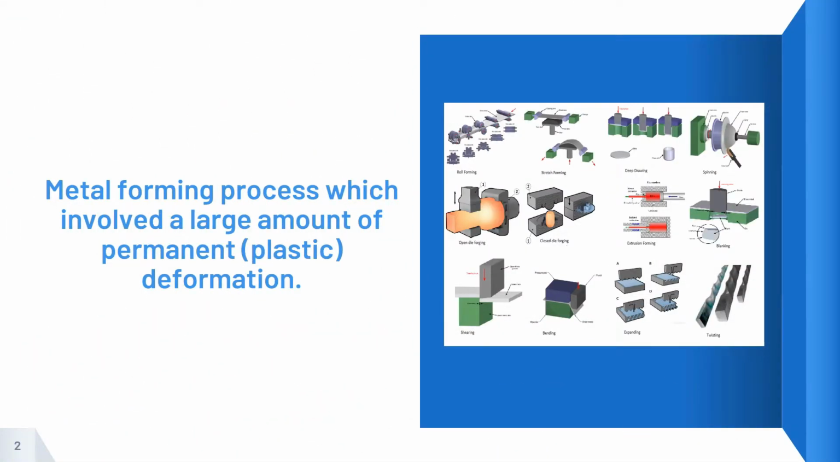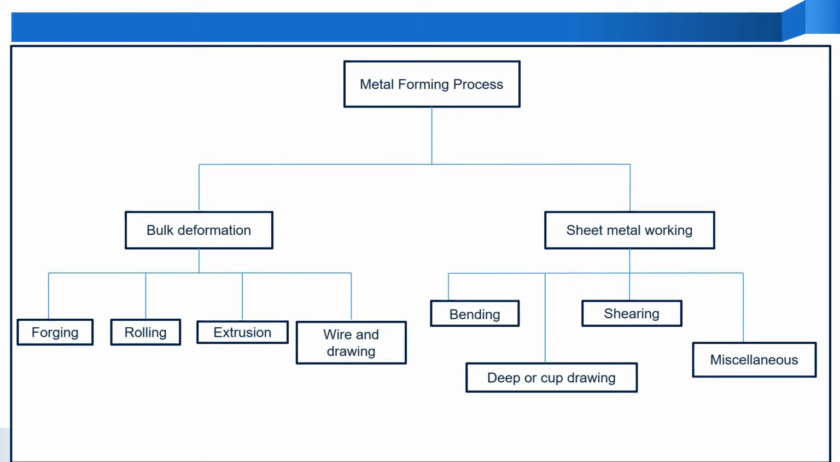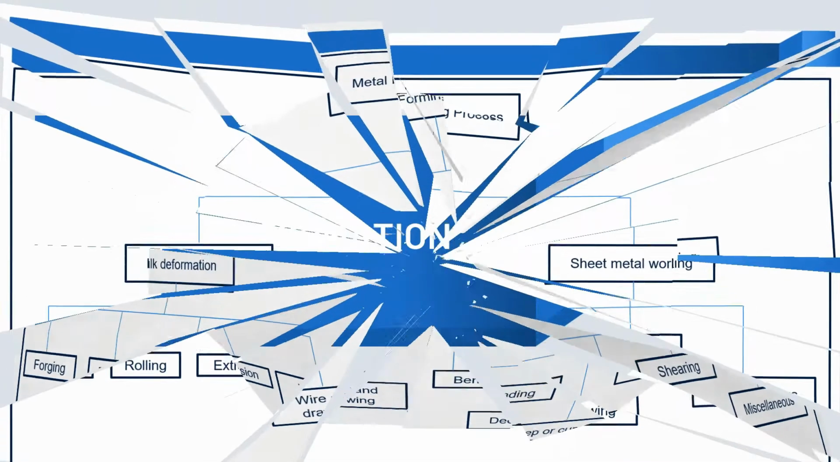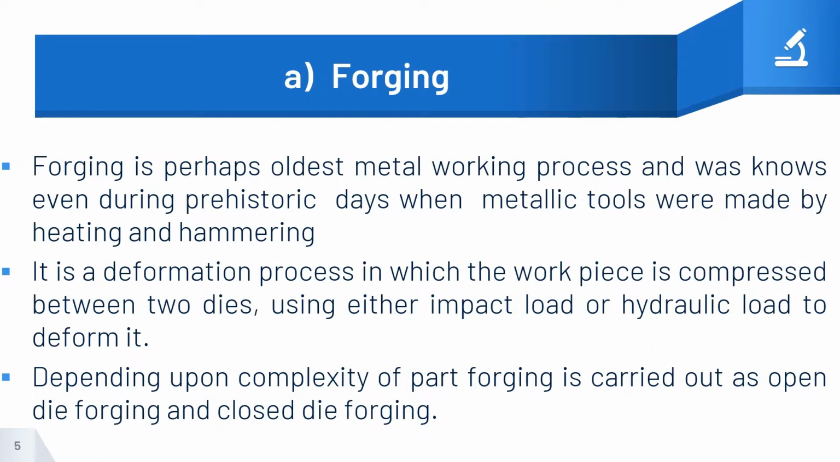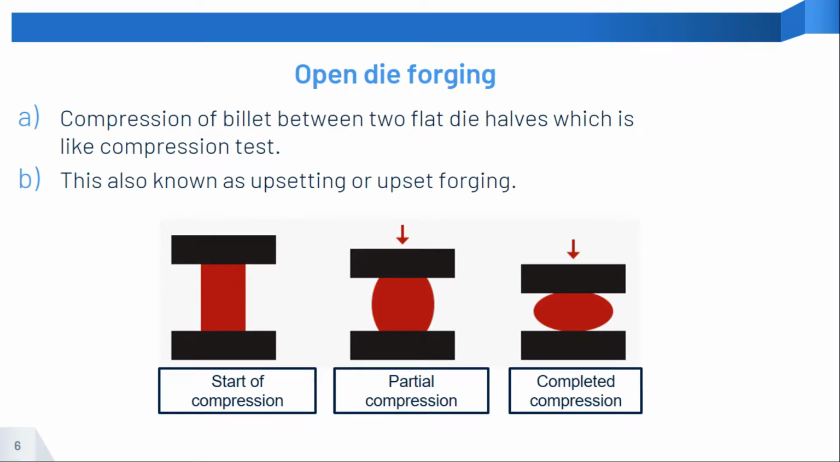Metal forming processes involve a large amount of permanent deformation. There are two types of metal forming process: bulk deformation and sheet metal working. Today we will discuss bulk deformation. Forging is perhaps the oldest metal working process. The metal is compressed between two dies. Open die forging and closed die forging are the categories of forging. Open die forging is the compression of a billet between two flat dies. There are three stages involved: start of compression, partial compression, and complete compression.